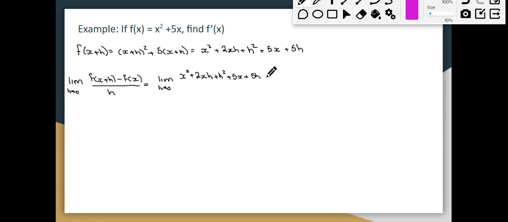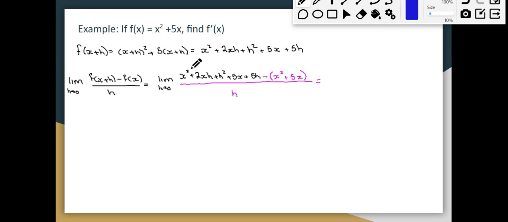And then we want to subtract. Be careful with this. We're going to want to put it in brackets: x squared minus 5x. We want to make sure that we're subtracting both of these things. And then we divide by h. Now here comes the simplifying process.